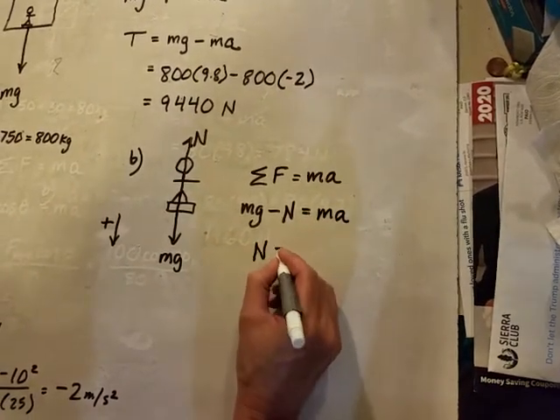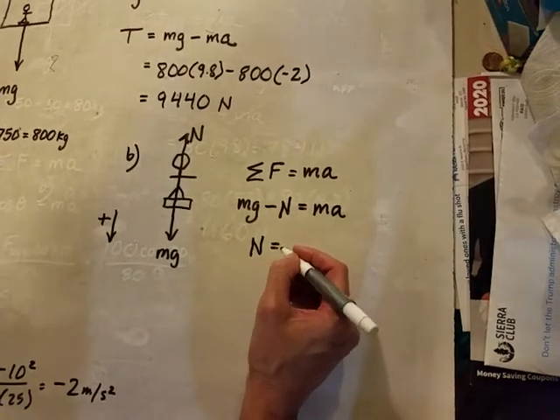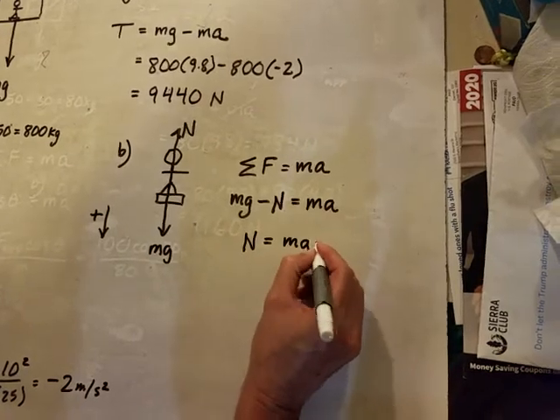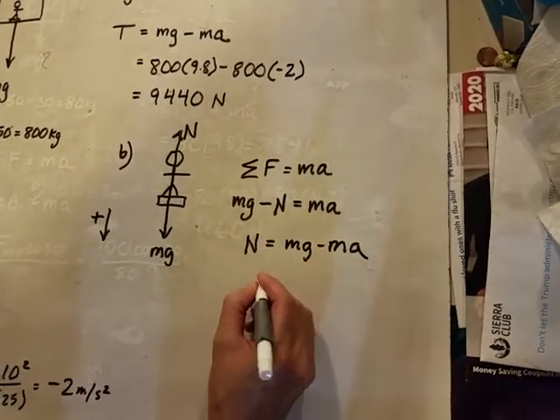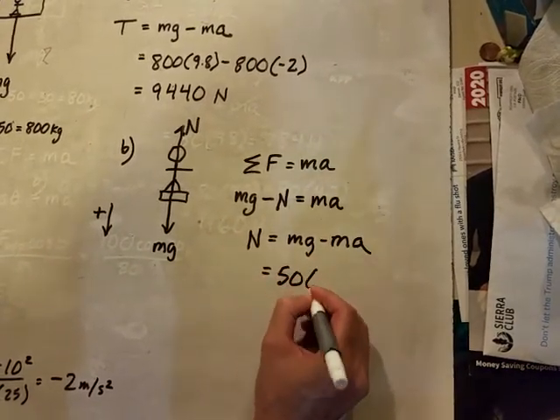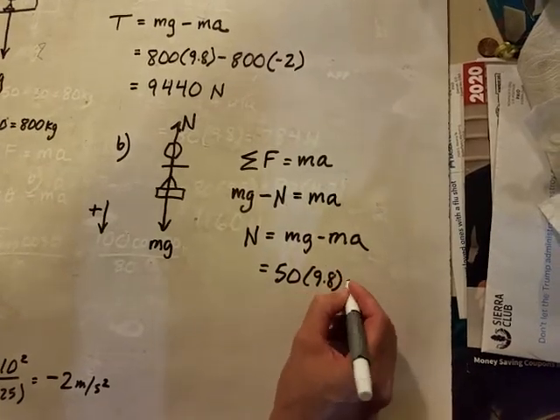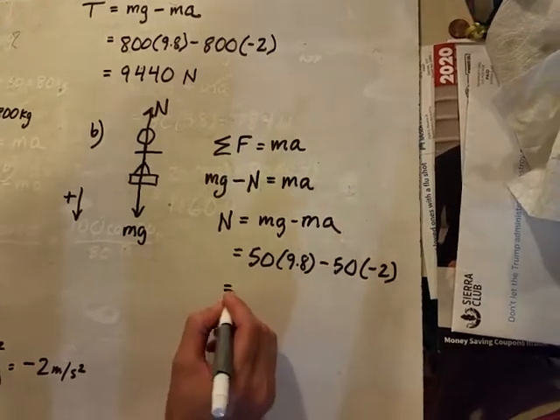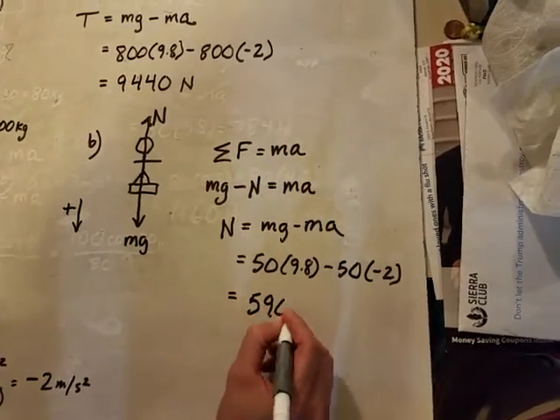And the normal force is what I'm looking for because I want to know what the scale reads. So then that's going to be equal to mg minus ma, which is 50 times 9.8 minus 50 times negative 2, and that ends up being 590 newtons.